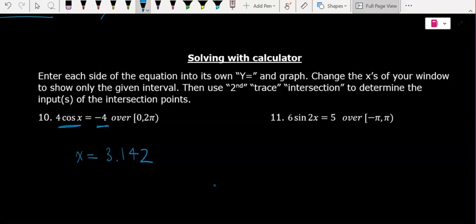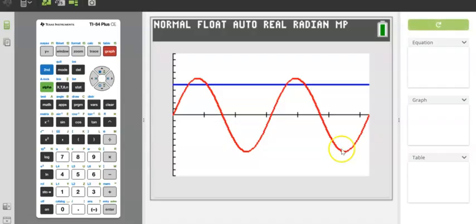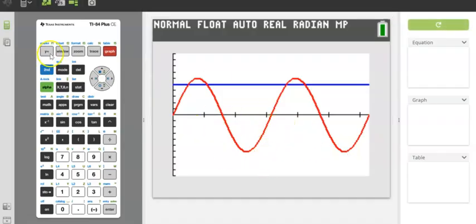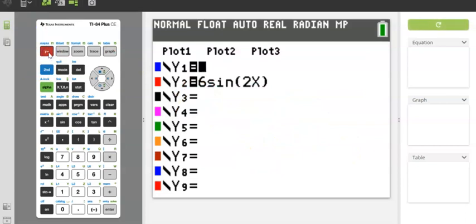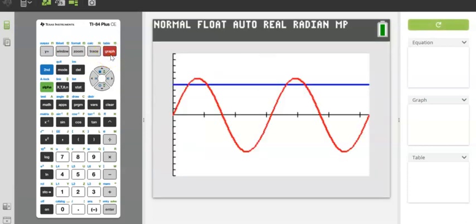So number 11. I'm going to do the same exact process. I'm going to set this up in the left side and this up in the right side of my equations here. So let's go ahead and set those up. If I put those in the calculator, this is what I end up getting. You can see right here I entered y equals 5 and y equals 6 sine 2x. And I get this as my graph.